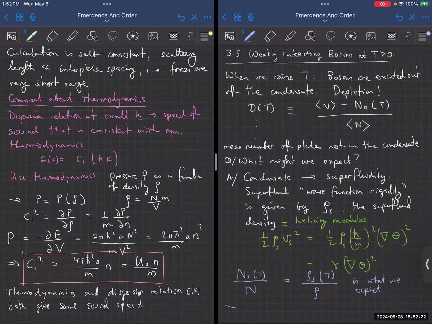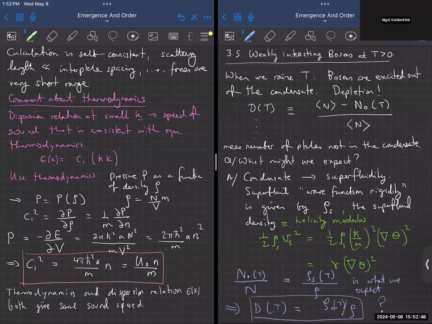And therefore that would tell us that the depletion of the condensate is nothing more than rho n, the normal fluid density, divided by rho. So that would be a thing that we would expect. And it's something that connects what we have in the microscopic theory of the interacting bosons with the phenomenological aspects of the superfluidity, the superfluid state, the superflow, the helicity modulus, and so on. So that's what we would expect.